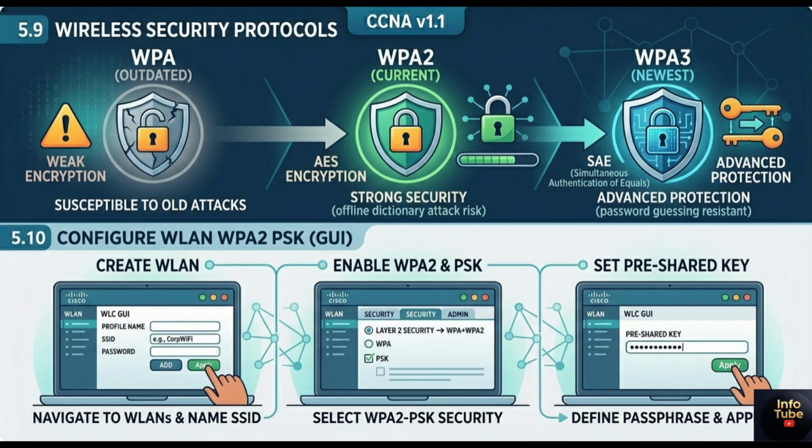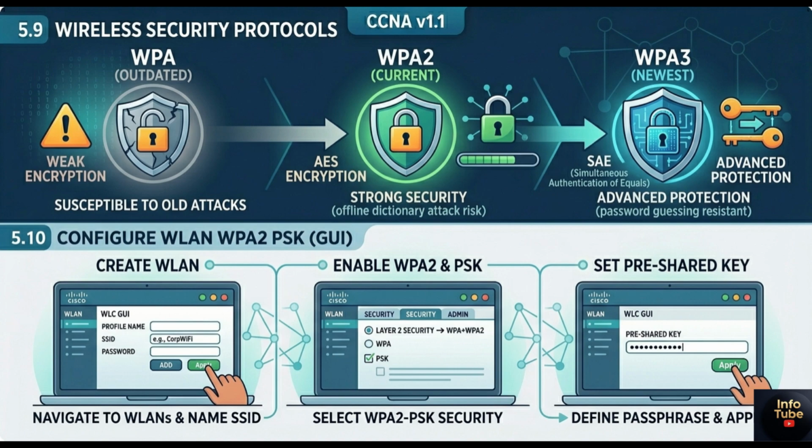5.10 Configure WLAN with WPA2 PSK. In the CCNA exam, you need to know how to set up a basic wireless network using a graphical user interface, GUI, usually on a wireless LAN controller, WLC. WPA2 PSK, pre-shared key. This is the home Wi-Fi style where everyone uses the same password to join the network.